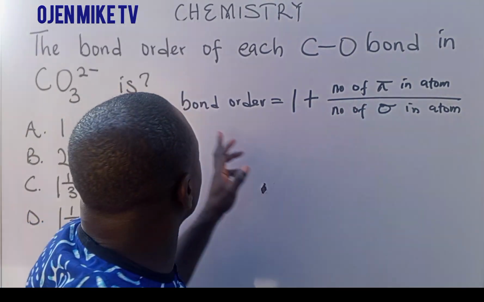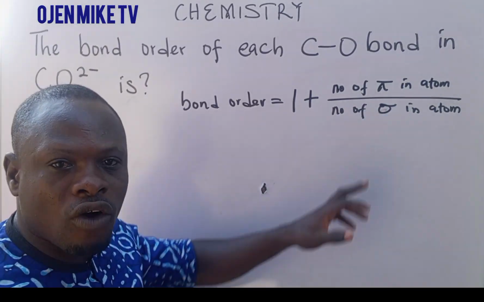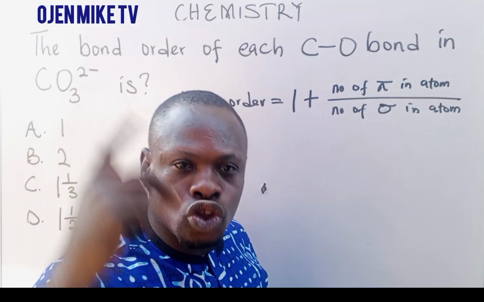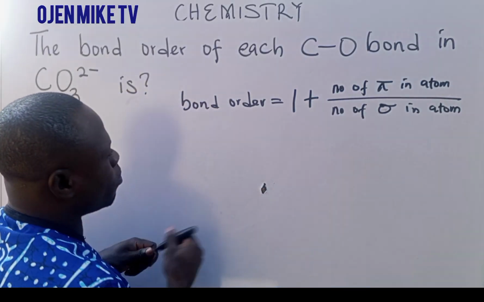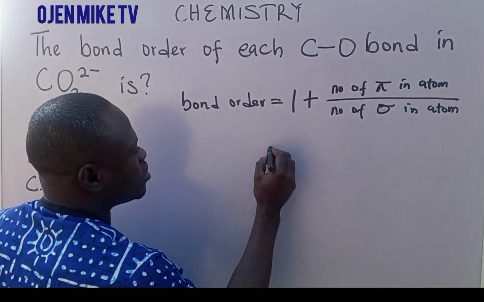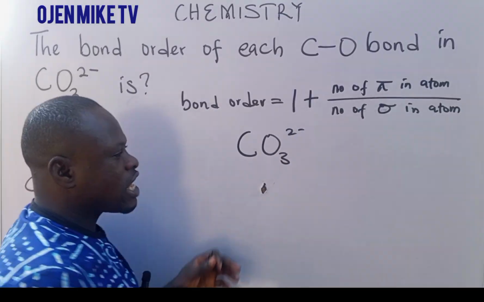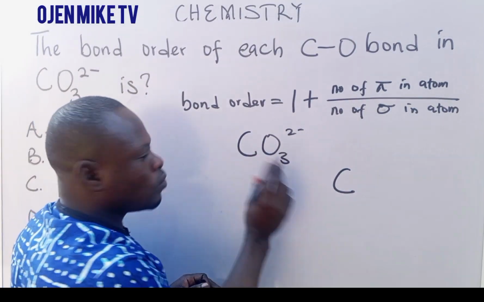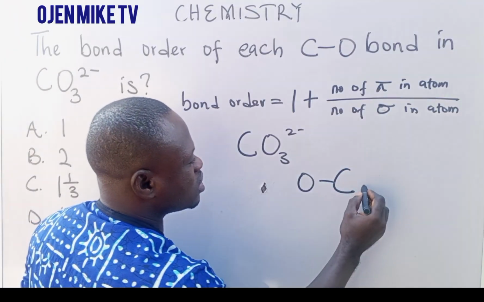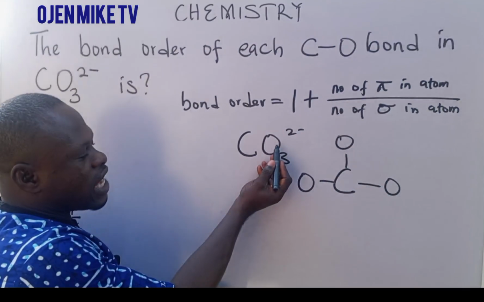Now let us draw this structure to know the number of sigma bonds and the number of pi bonds. Pi bond is a double bond, while sigma bond is a single bond. For this ion, we have CO3 2-. It can be expressed that carbon has 3 atoms of oxygen. We have oxygen here, we have oxygen here, we have oxygen here.